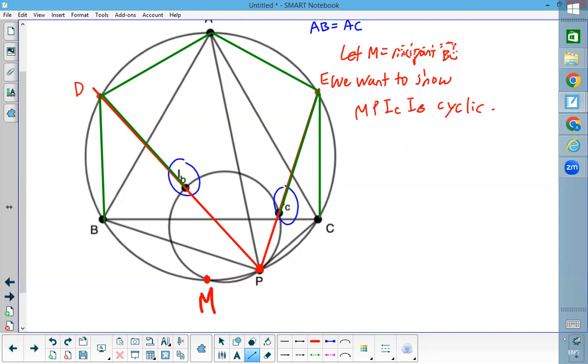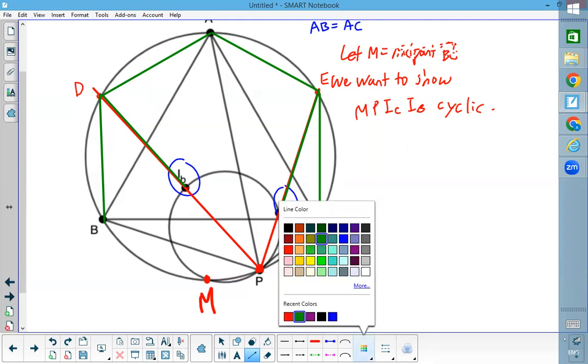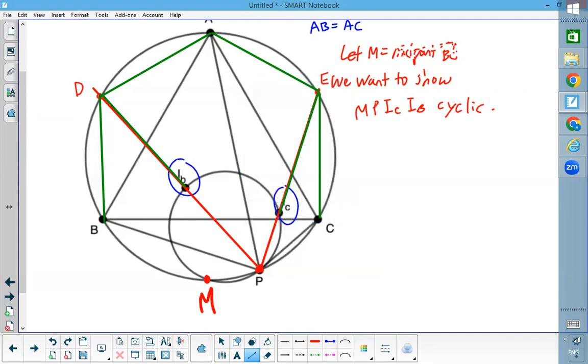There are more segments that are equal, right? And that is what is actually these two lines. So I'm going to mark two more lines that are equal. It's these two lines that are equal. Why? Because point M is the midpoint of the arc BC.